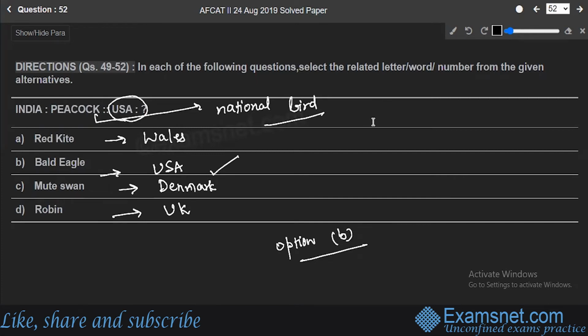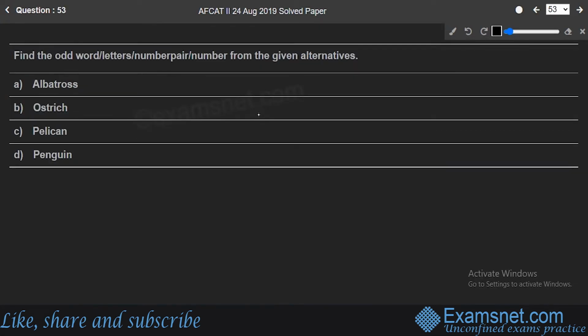Let's move to the next question, question number 53. Find the odd word letters number pair from the given alternatives. First one is albatross, then ostrich, pelican, and penguin. See, if I look at all of them very carefully, albatross is a water animal. Same is the pelican and same is the penguin. Ostrich is not a water animal. So I think this is the odd one out, because all the rest are water animals except ostrich. So here the odd one out is option B, that is ostrich.